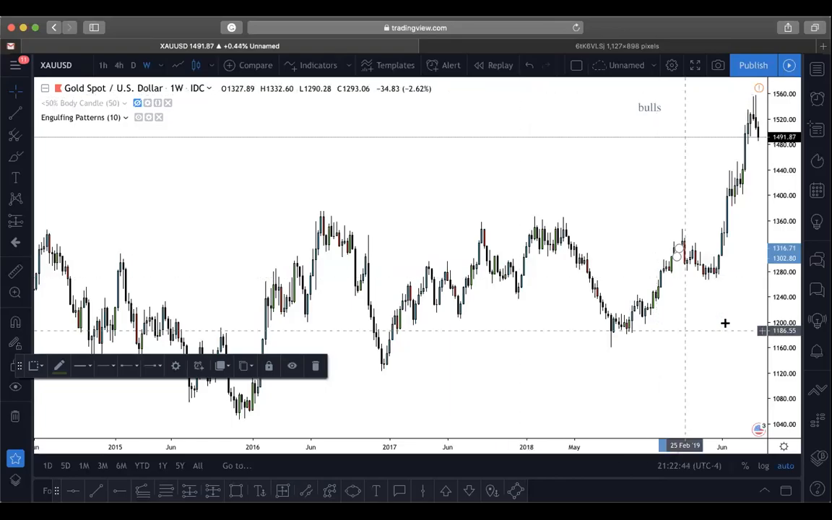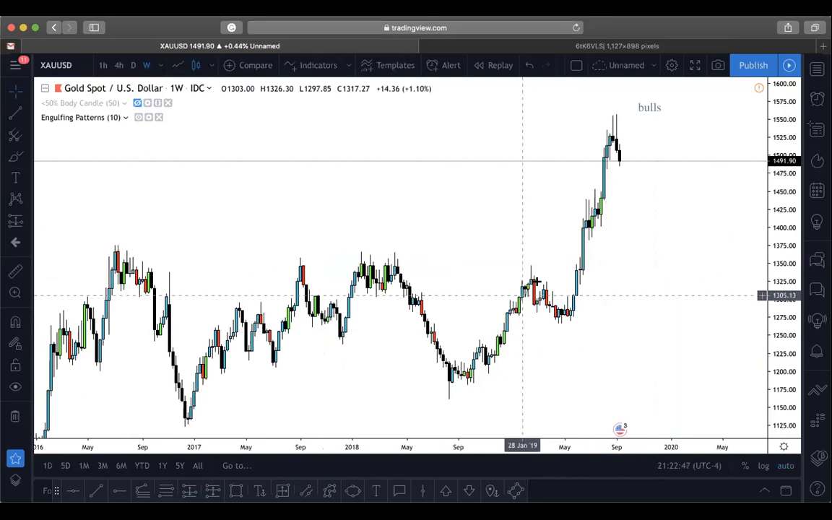Any questions about support and resistance and market structure?